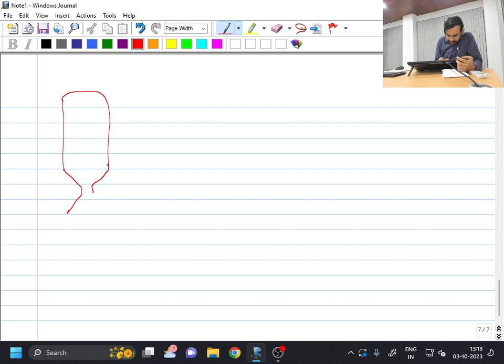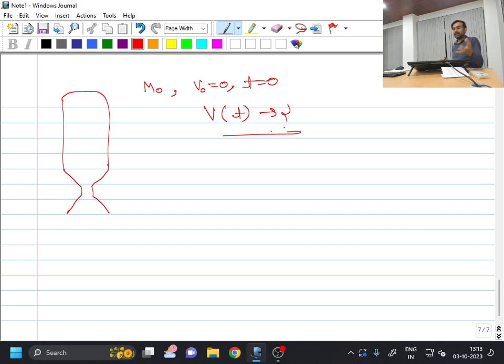So this is my rocket, and say this rocket has some initial mass m naught, and initially its velocity was 0 at time t equal to 0. Say in the question it is asked that you have to determine the velocity v of t. So basically our task is to calculate the velocity v of t of a rocket.